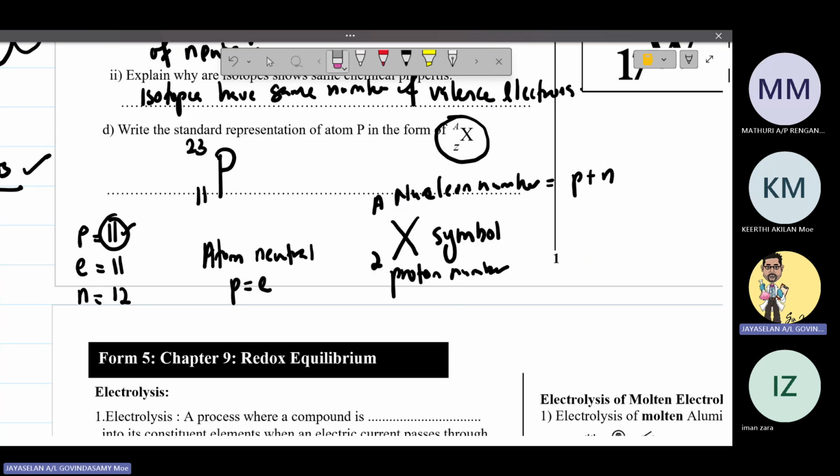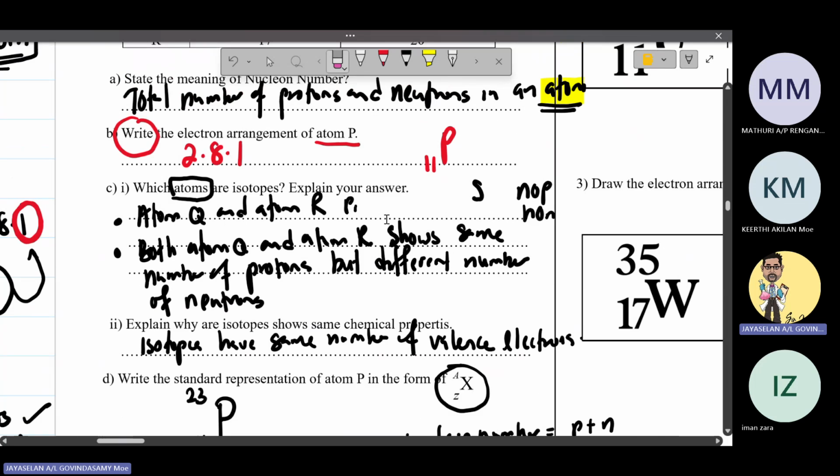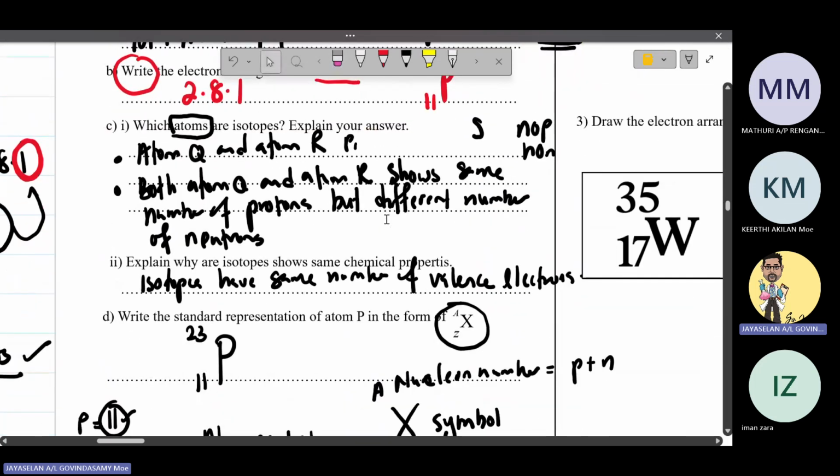Okay, so far who got everything correct? Raise your hand. Kirti, how many correct? All correct? All correct except for the definition, sir.